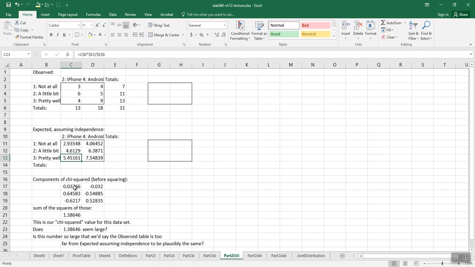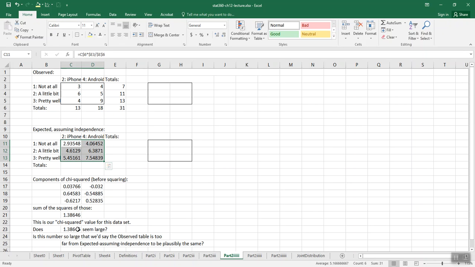And then we could make another table where we square each of those and then sum them all up. But Excel has this handy function called sumSQ that will square each component and then add it all up. So we get a chi-squared value of 1.38 here. And then the question is, that's a measure of how far this table is from this table. Is that a long distance?